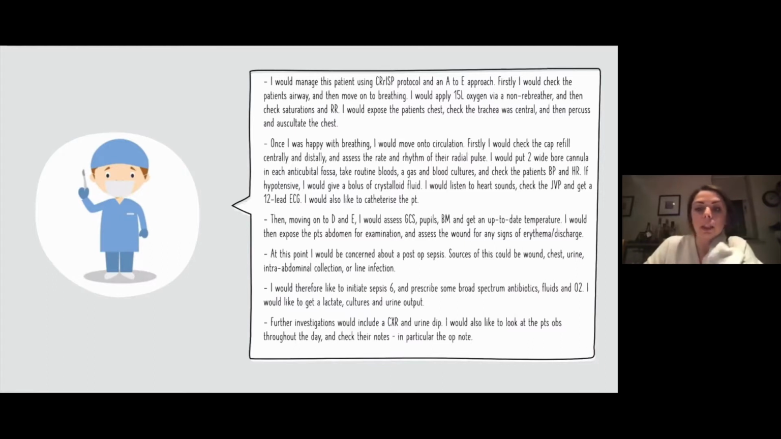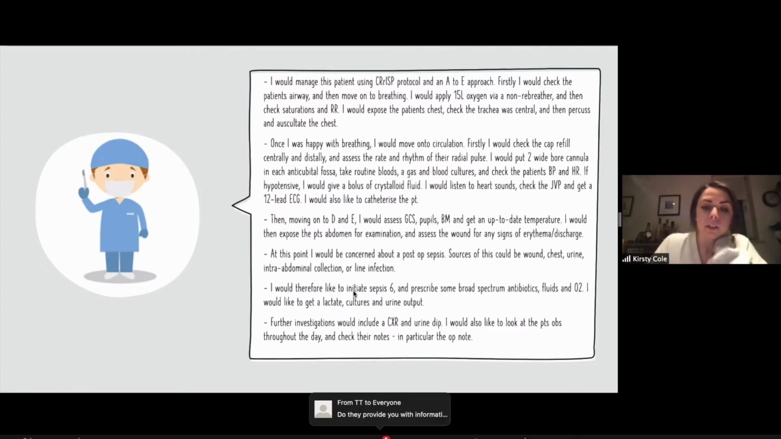Sources of this could be wound, chest, urine, intra-abdominal collection or line infection. I would therefore like to initiate Sepsis 6 and prescribe some broad spectrum antibiotics, fluids and O2 and get a lactate, cultures and urine output. Further investigations would include a chest X-ray and urine dip. I'd also like to look at the patient's obs throughout the day and check their notes, in particular the op note.